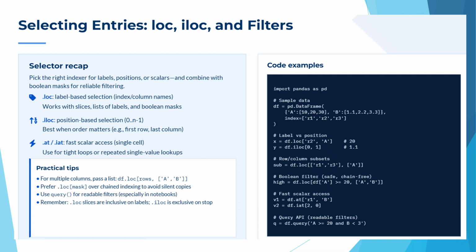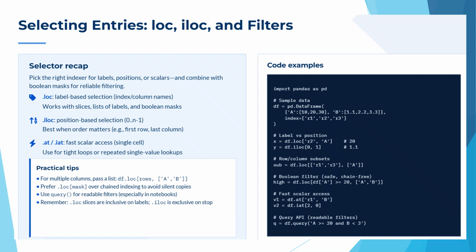The code example demonstrates how these selection techniques are applied in practice. First, a data frame is created using sample data with labeled rows and columns. The line x = df.loc['r2', 'A'] retrieves a value using label-based indexing, while y = df.iloc[0, 1] accesses a value using position-based indexing. The expression sub = df.loc['r1':'r3', 'A'] selects a subset of rows and columns using labels.